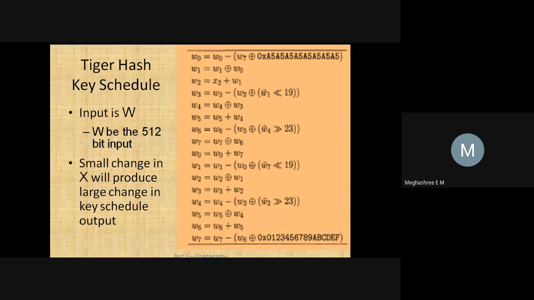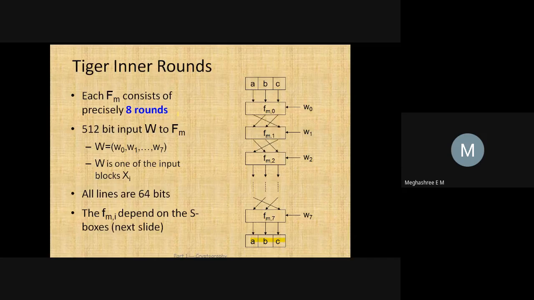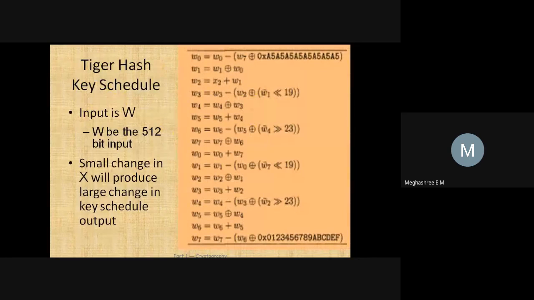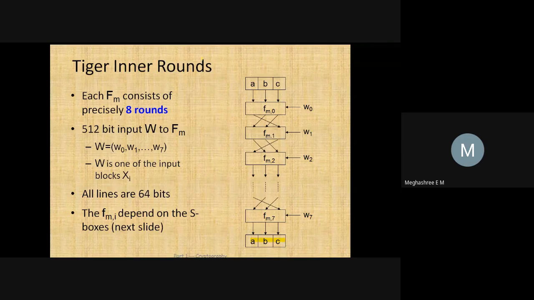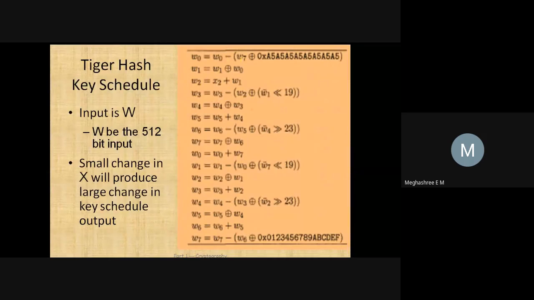And now the question is, what is the key schedule? In the outer round, you can see the key schedule is also included in the calculation. So what is this key schedule? Here you can see the calculation part. What is W0? I'm feeding here W0, W1, W2, right? In the inner round calculation, that W calculation is represented in this picture.